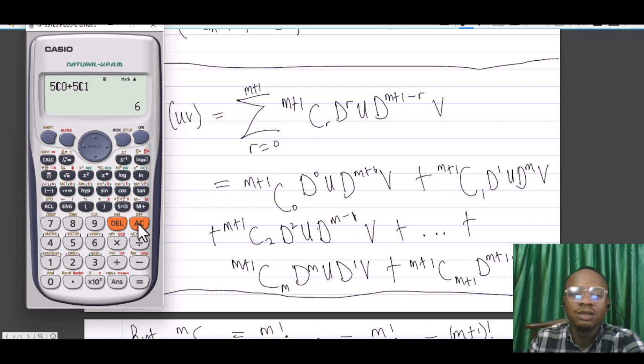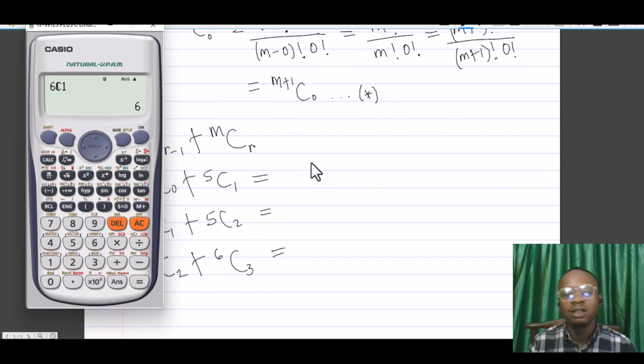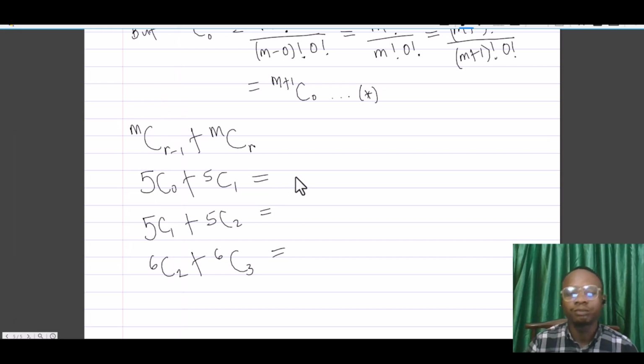So if we check 6 combination 1, for instance, is this the same thing as what we just obtained now? Combination 1. Is that the same thing as 6? Yes. So we have been able to verify that it is 6 combination 1. So we see that this is the same thing as 6 combination 1.